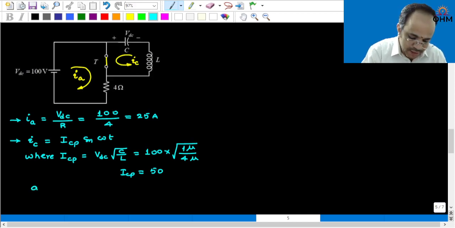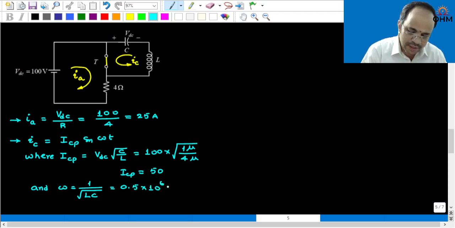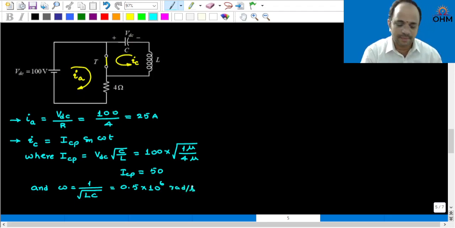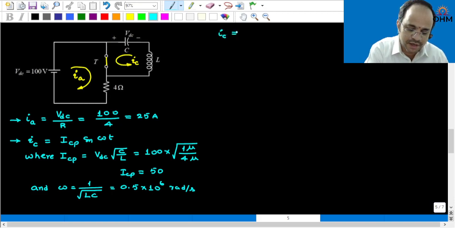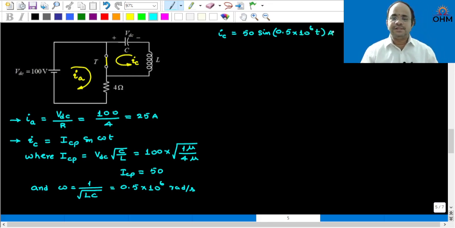And what is omega? Omega is equal to 1 by under root LC. By substituting this, we get 0.5 into 10 power 6 radian per second. Therefore, the capacitor current can be written as 50 sin of omega t, that is, 50 sin of 0.5 into 10 power 6 t in ampere.